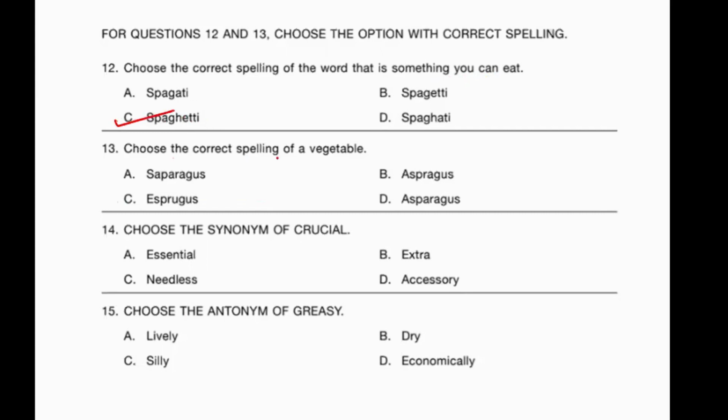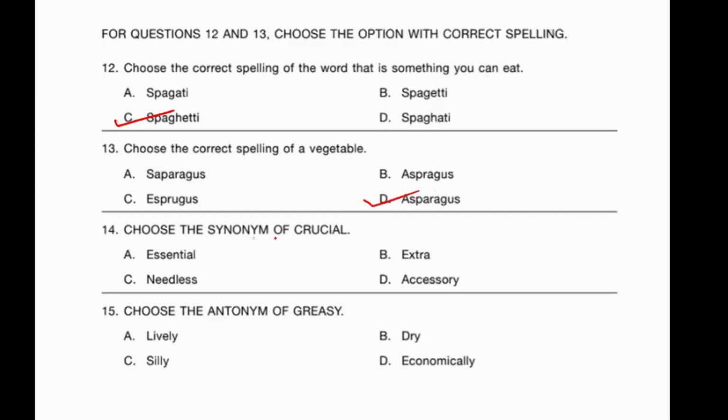Next, choose the correct spelling of a vegetable. What is a vegetable? It is asparagus. So where is the correct spelling? It is option D, asparagus. So option D is our answer.